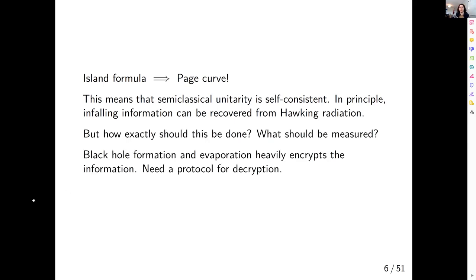But it's not immediately clear what form that information will take once it comes out, because this whole formation and evaporation process is going to heavily encrypt the information. It's going to mix it up and scramble it, and we need a way to decrypt that information so we can actually, in practice, figure out what went into the black hole.